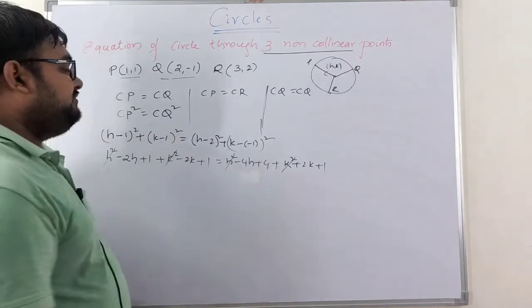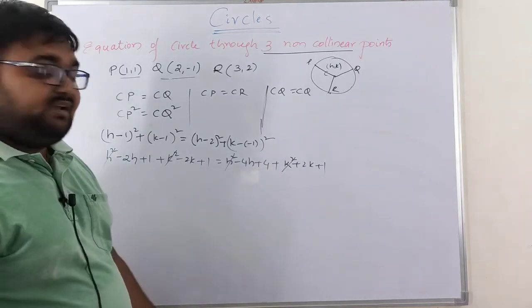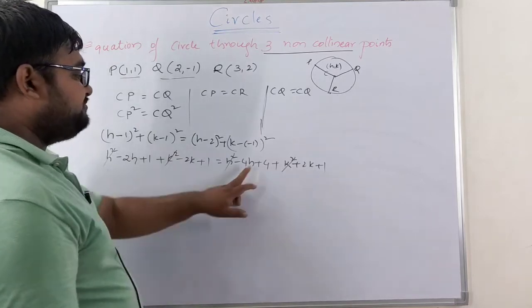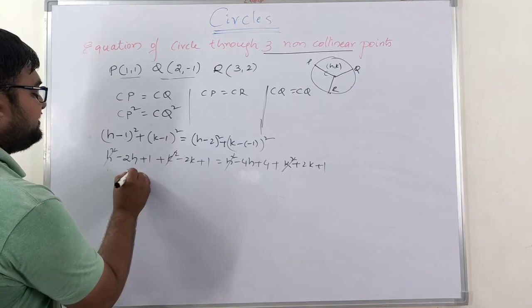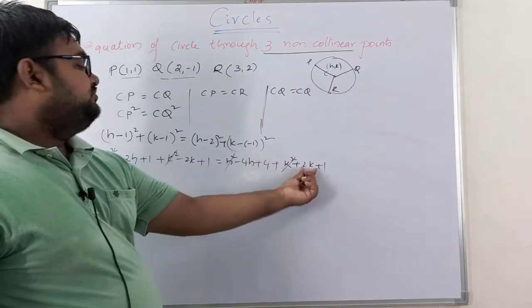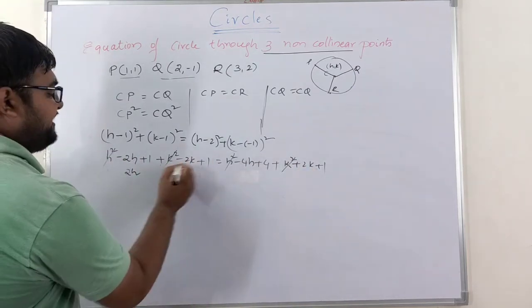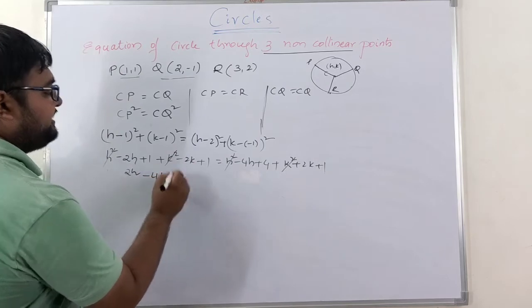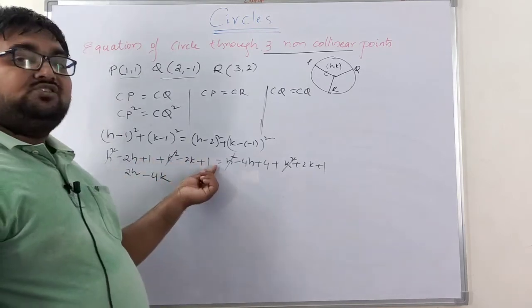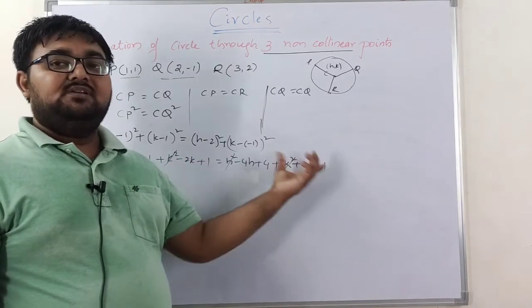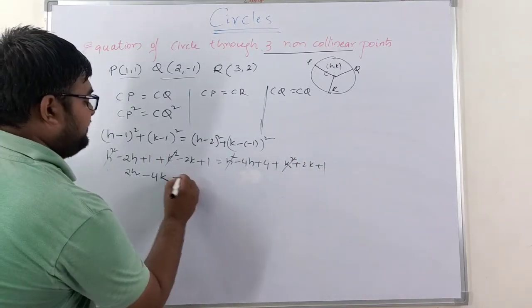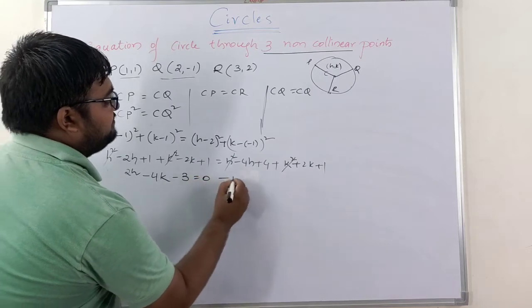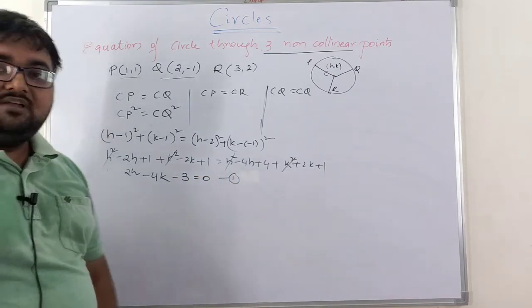Next I am going to transpose everything to the left hand side. Then I have minus 4h if I transpose, plus 4h, minus 2h is 2h. Plus 2k if I transpose becomes minus 2k, and minus 2k is minus 4k. So 1 plus 1 is 2, here 4 plus 1 is 5, so 5 if I transpose, minus 5. So 2 minus 5 is minus 3, which is equal to 0. So let this be equation number 1.